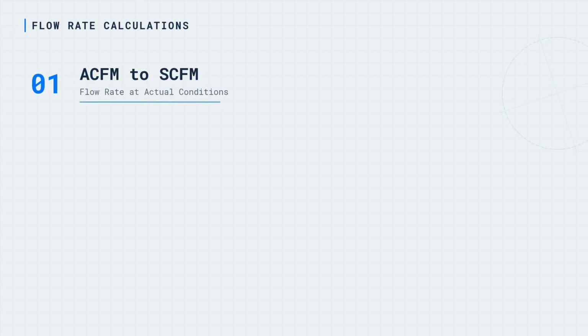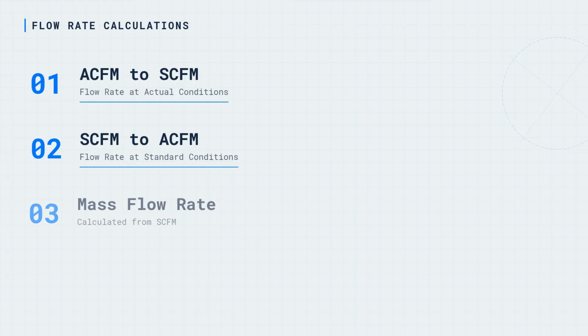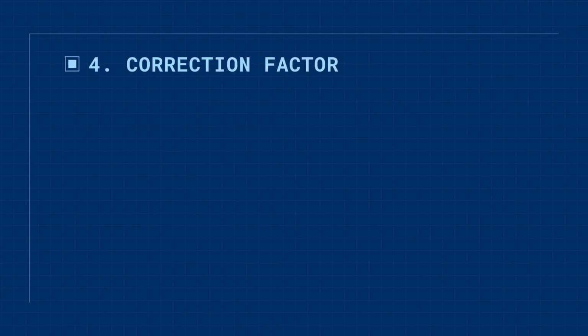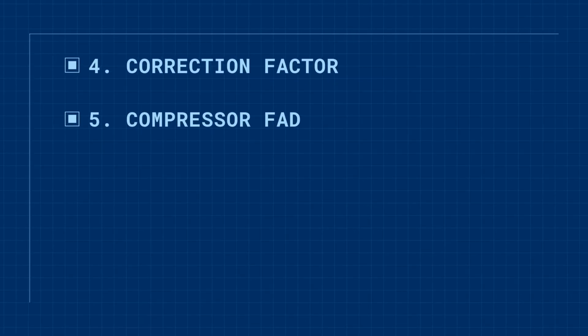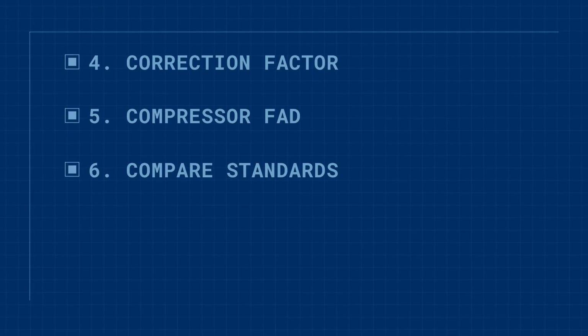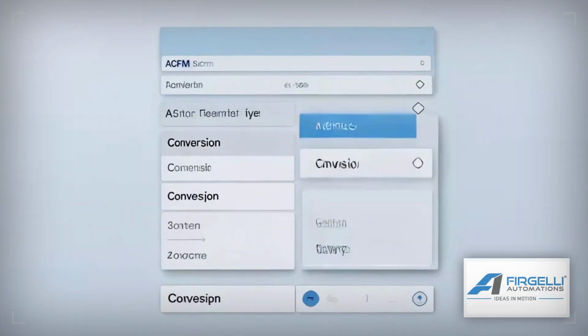First, we have a calculation mode dropdown with 6 options: ACFM to SCFM flow rate at actual conditions, SCFM to ACFM flow rate at standard conditions, mass flow rate from SCFM, calculate correction factor, compressor free air delivery (FAD), and compare different standards. For this demo, I'm using ACFM to SCFM.